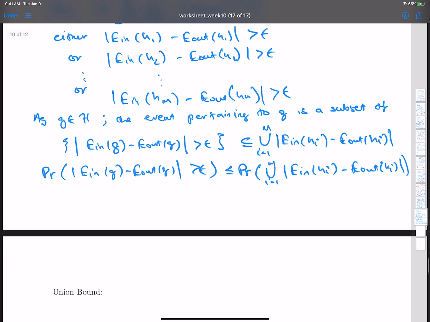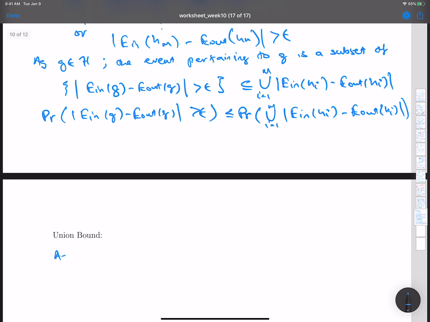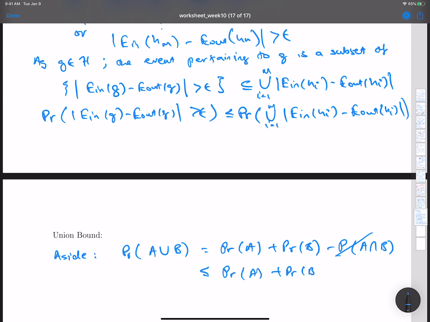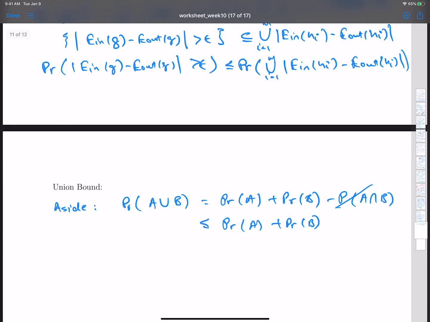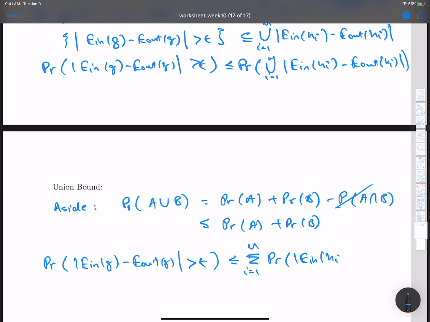And we know from probability that, so this is a union bound. So, aside, you know that the probability of the union of two events is the probability of one event A plus the probability of the second event minus the intersection of these two events. So if you ignore this, then this becomes an upper bound of the summation of individual events, right? So what happens is that when you go back, you get the probability of the best hypothesis having a gap of epsilon is going to be bounded above by the sum over i equals 1 to M of the probability of E_in of h_i minus E_out of h_i. Okay, so this is how we get rid of the union sign, where the summation is an upper bound of the union of all events. So this is called the union bound.